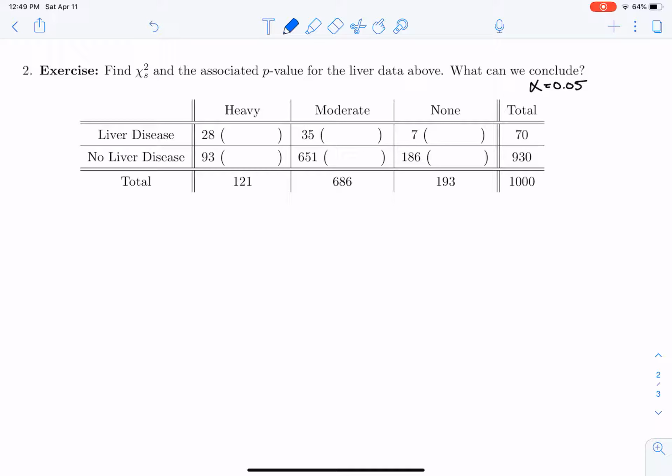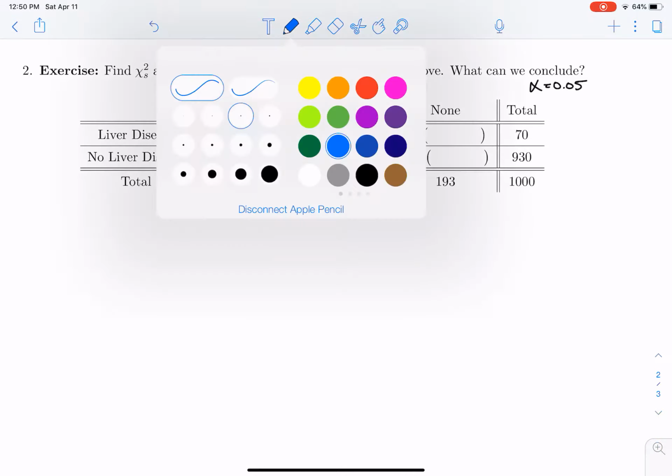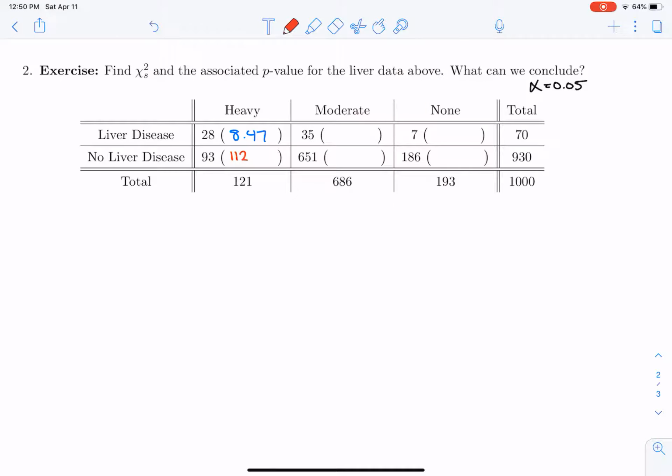So for example, I'm going to take my 121 times 70 divided by 1,000, and I'm going to get 8.47. Now, you should notice that as soon as I get that 8.47, that determines that the other expected frequency is 112.53. They need to add to 121. So the second one was dependent on the first. In fact, I'll write it as 112.53 in red because it was dependent on the blue one.